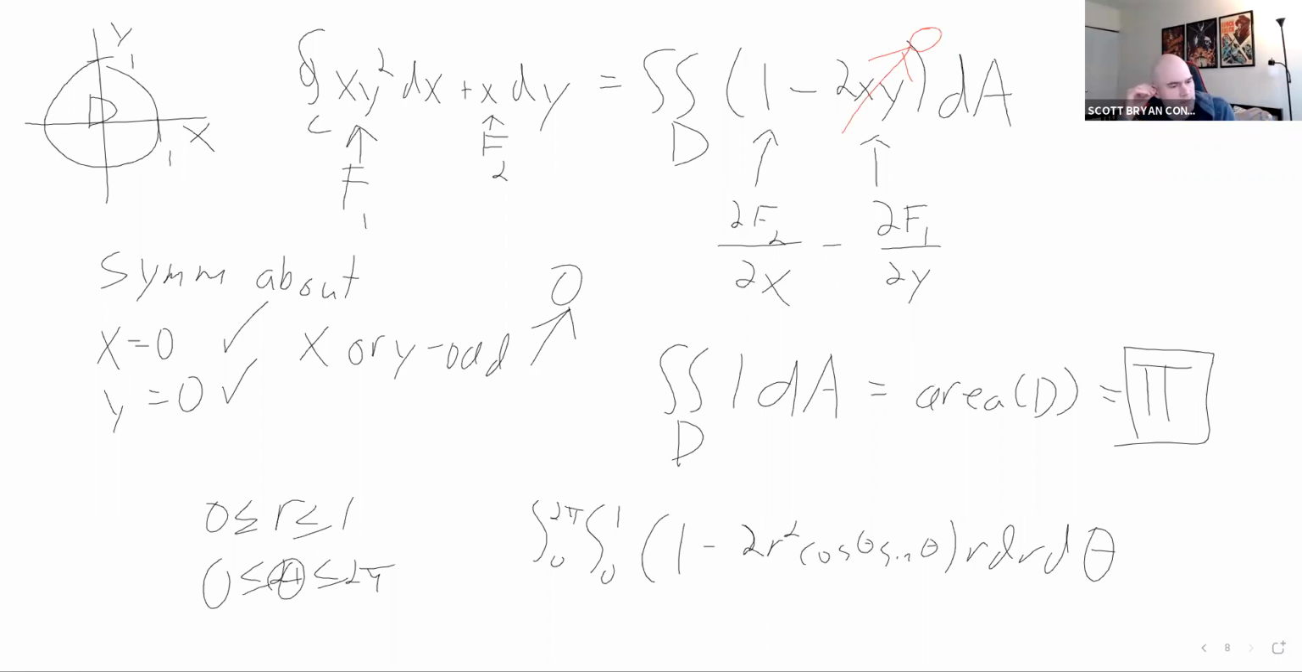Right. So the quiz should be over conservative vector fields, the integrals, and then surface integrals of scalar functions. So that's 12.3 and 12.4.